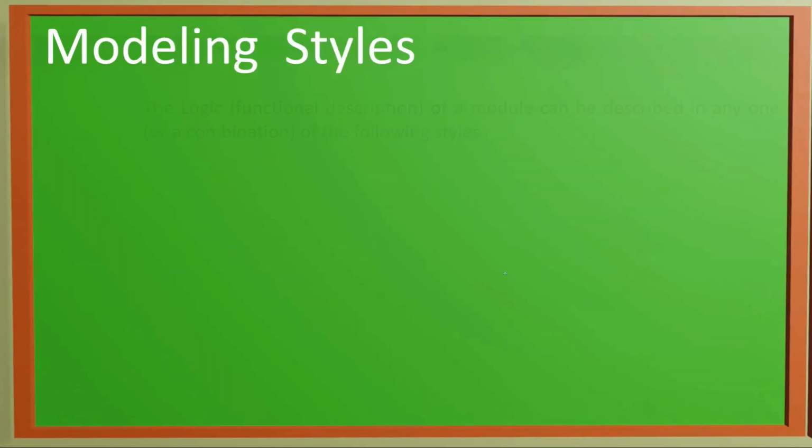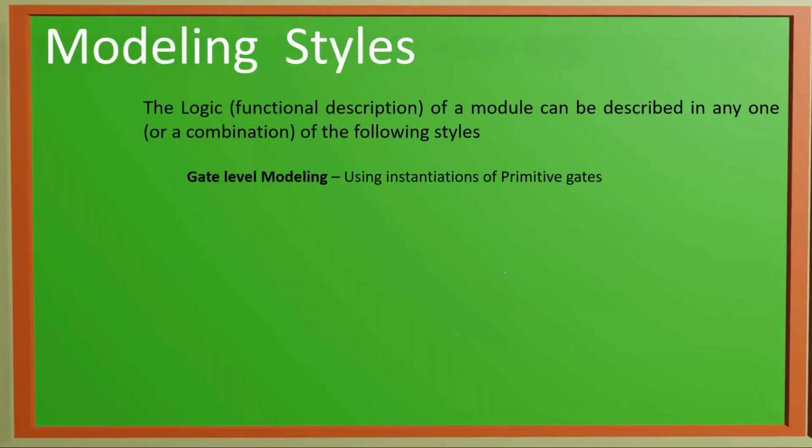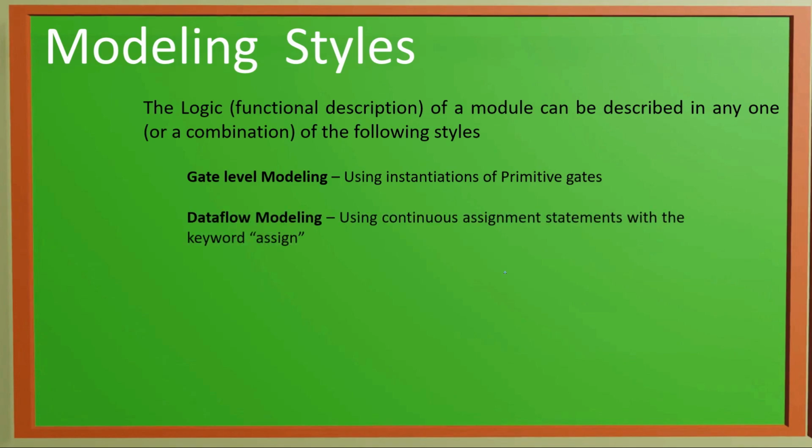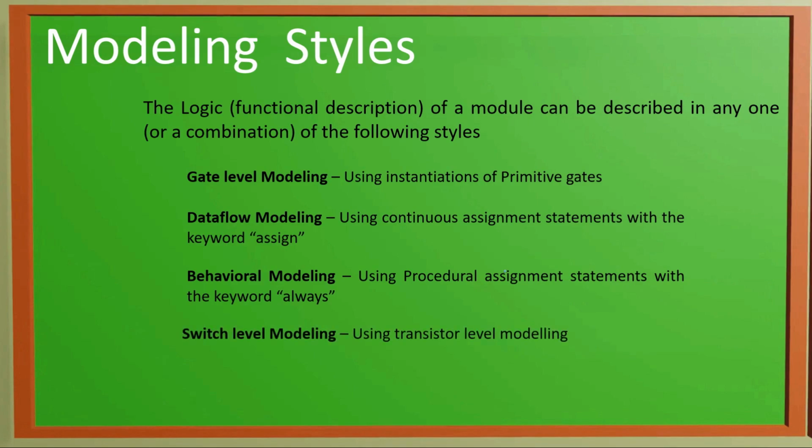Next we have to discuss modeling styles. There are 3 main modeling styles, but if we add the basic type also, it becomes 4 modeling types. One is gate level, where we use the primitives, already predefined gates like AND gate, OR gate, keywords. Then there is data flow modeling, behavioral modeling and switch level modeling. In the next session we will start with the modeling.